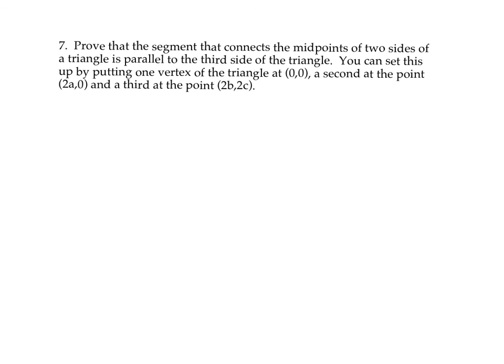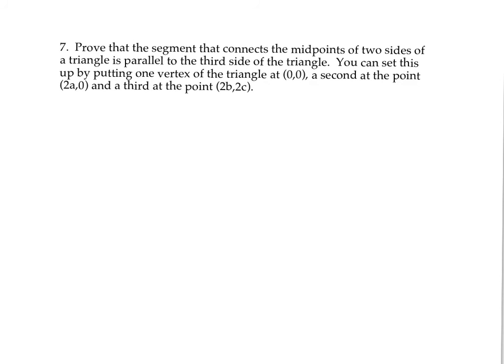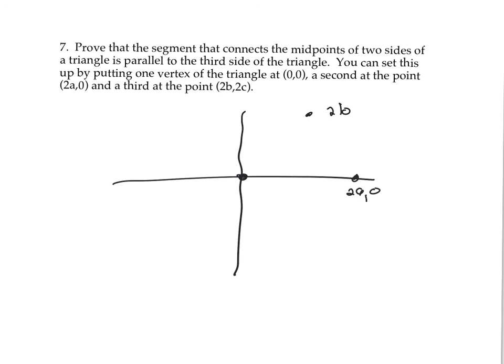Prove that the segment that connects the midpoints of two sides of a triangle is parallel to the third side of the triangle. Okay, so here's what we do. We set this up as follows. We say we have one vertex here at (0, 0), one at (2a, 0), and one at (2b, 2c). And we can call this a general proof because basically we could take any triangle and drag it so that its coordinates corresponded to these coordinates here.